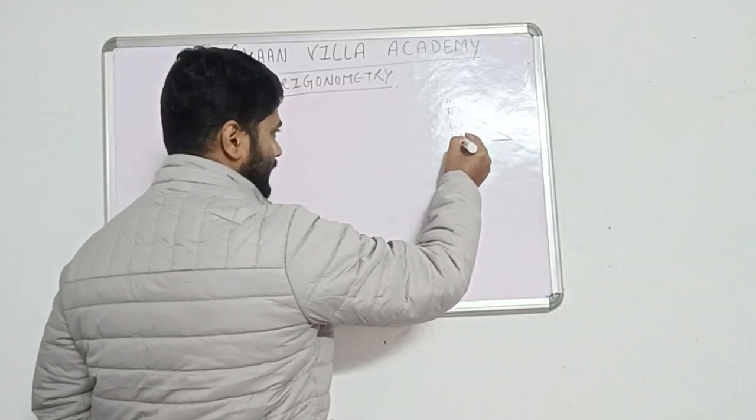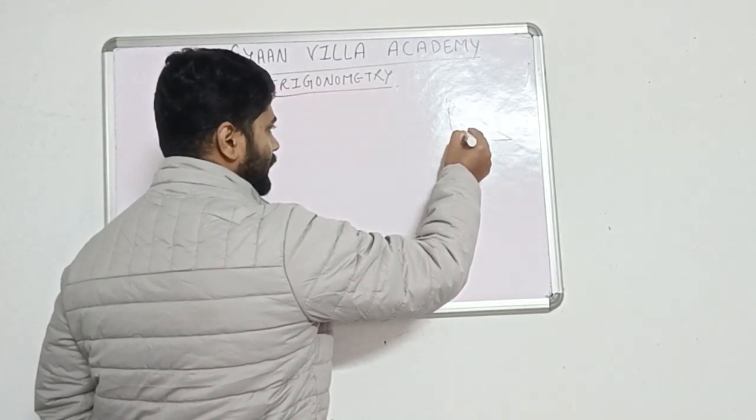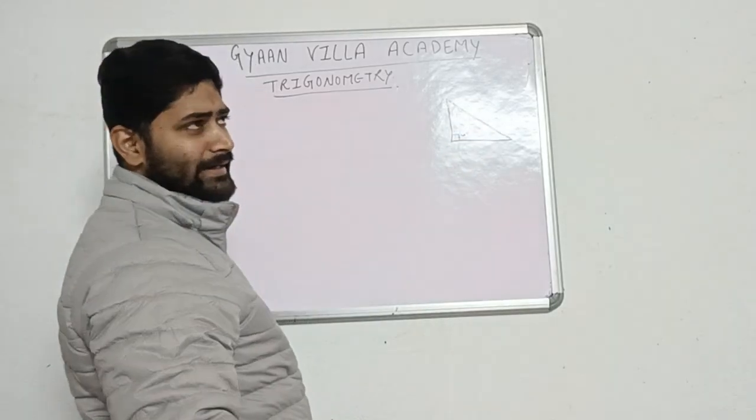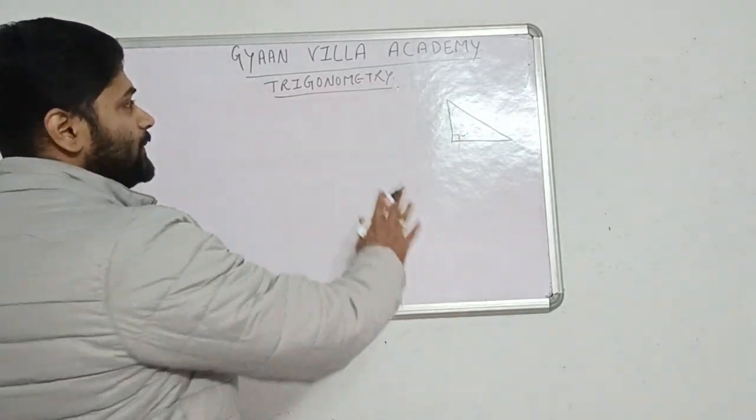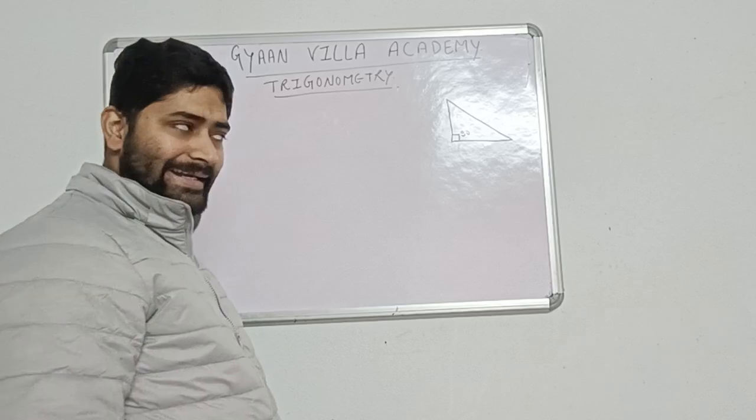What is a right angle triangle? A triangle with an angle measuring 90 degrees. That is a right angle triangle. See, trigonometry can only be used when the triangle has a 90 degree angle.